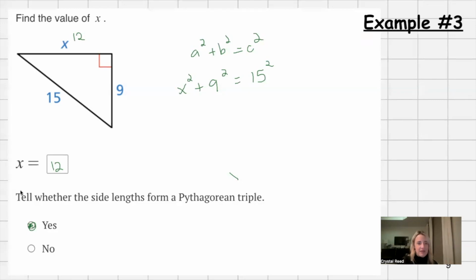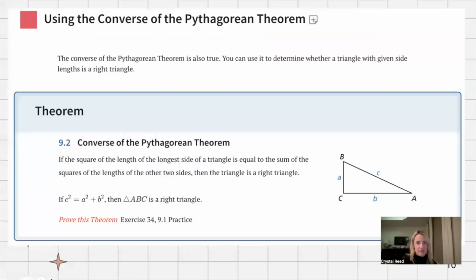Okay, let's see if we have any more of these types. No, okay.